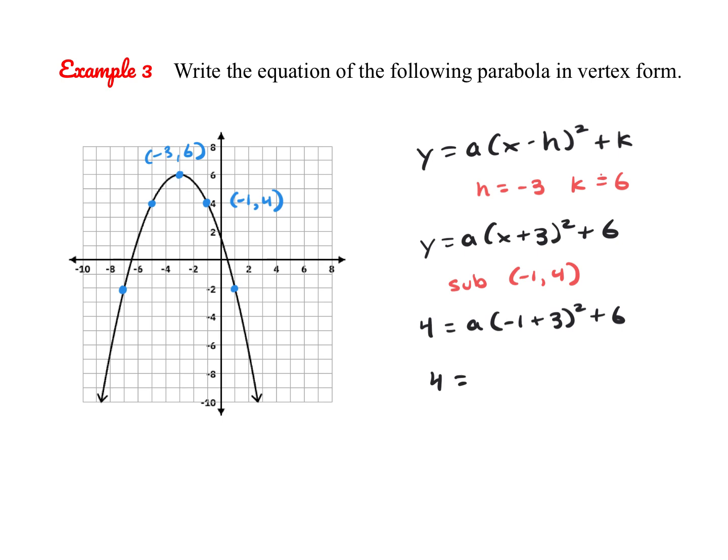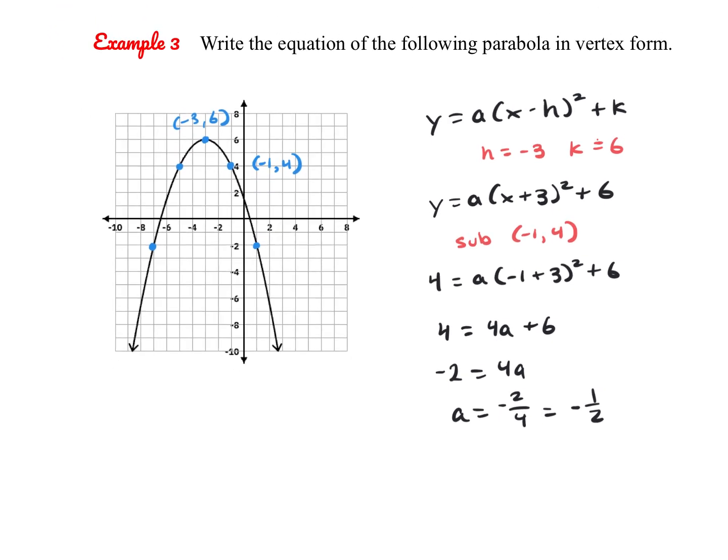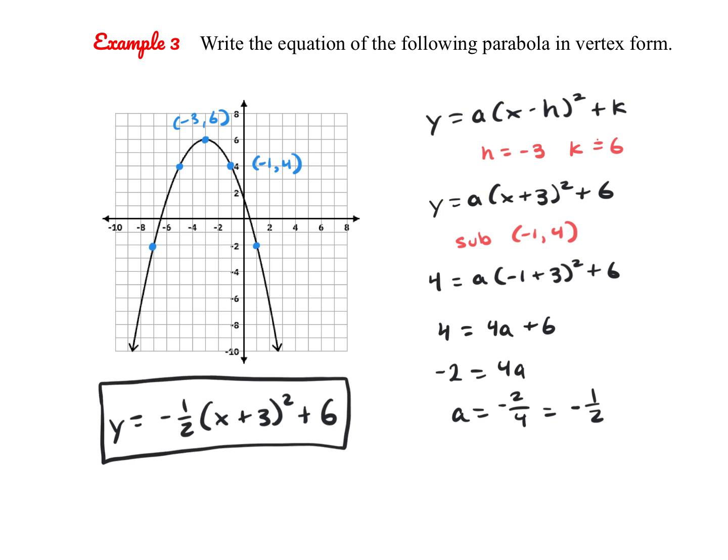So here we have 4 equals, this becomes +2 squared, which is 4. So 4a plus 6, and then I'm going to subtract 6 from both sides and divide by 4. So I can see that my a value is actually -1/2. So now I'm going to go back and substitute that, and I have y equals -1/2 times x plus 3 squared plus 6. So anytime you're modeling with this form, we need the vertex and an additional point to help us find the a value.